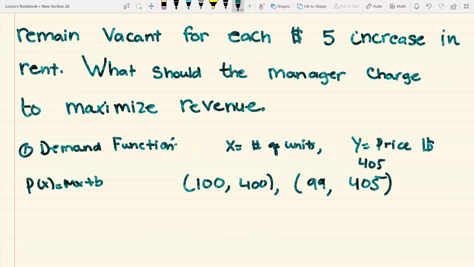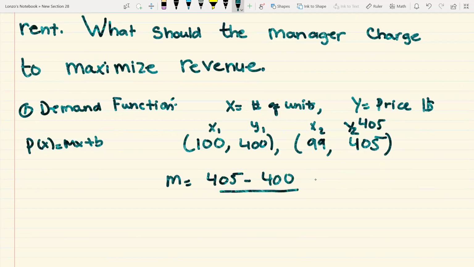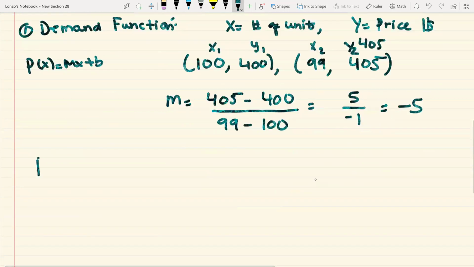Now I'm going to find my m. I'm going to label the points x1, y1, x2, y2, right? So my m is going to be 405 minus 400, over 99 minus 100. 405 minus 400 is 5, and 99 minus 100 is negative 1, so that is negative 5. So it's going to be p of x.